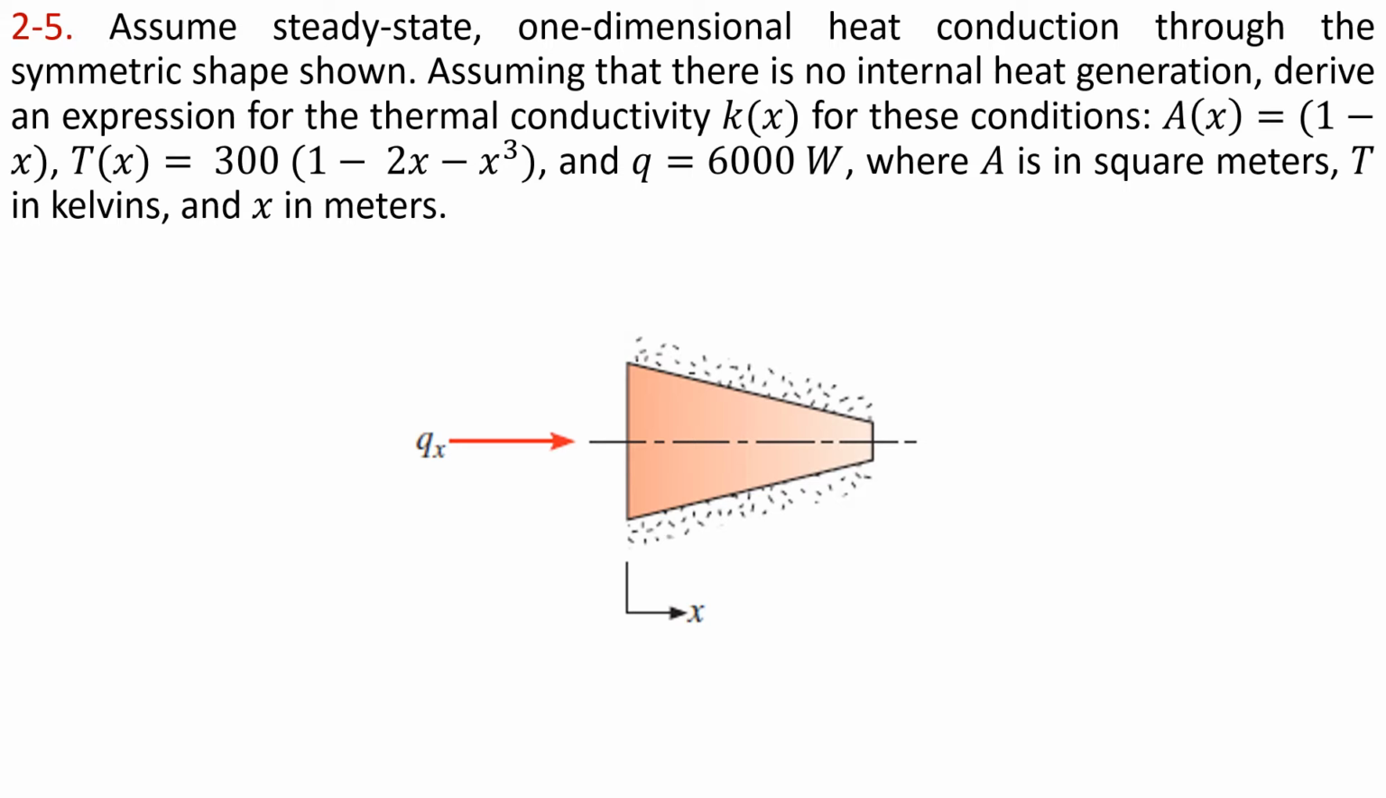We have to develop the expression for thermal conductivity. Here area is changing with respect to x, temperature is changing with respect to x, but q is constant. And using these conditions with steady state condition and no internal heat generation, we have to develop the expression for thermal conductivity.